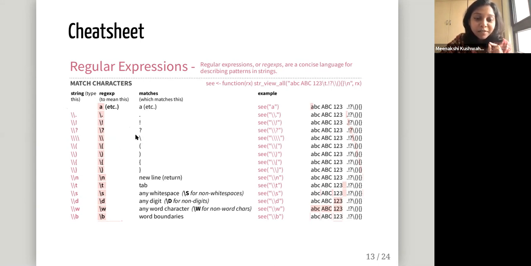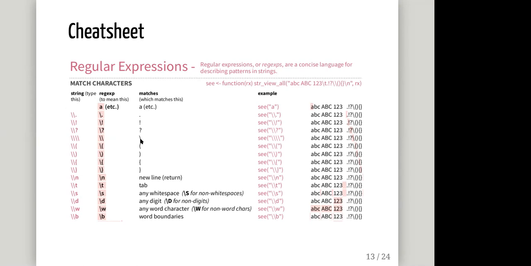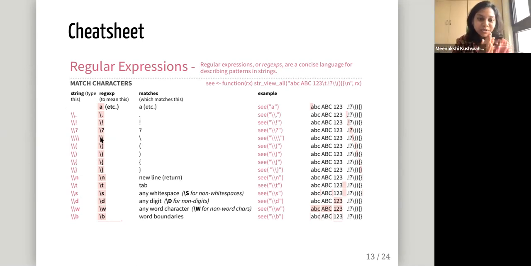Now, what if we actually want to match the backslash? To match the backslash, we need another backslash so that the escaping happens. But now we have two backslashes that need to be looked at differently by R as a string. So for those two, we need to add two more. I feel like this is a trick question. For R to read one backslash, we need to type four backslashes.